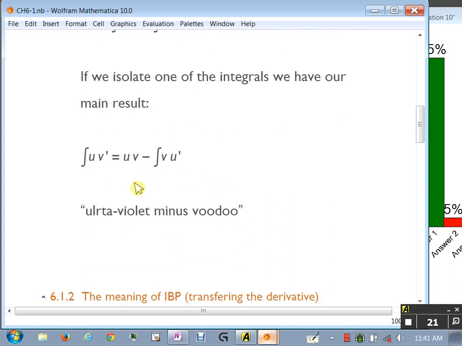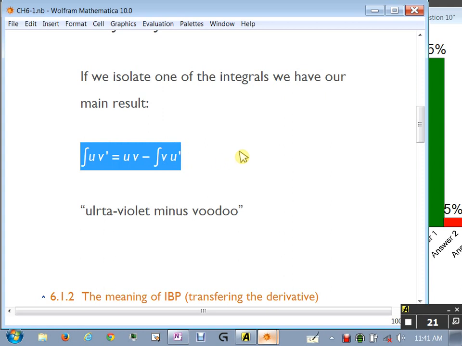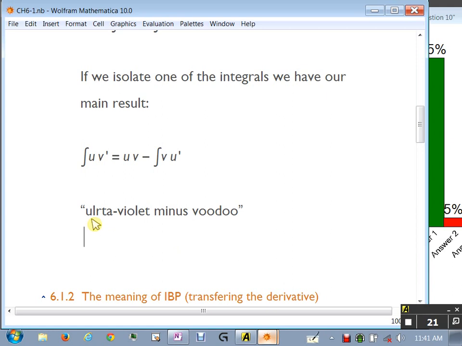This is our formula that we're going to use for integration by parts, and I'm going to explain it. Let me give you a little thing that you can remember it by. You can remember the phrase ultraviolet minus voodoo. Ultraviolet minus, and then you have to remember the integrals: integral voodoo. So ultraviolet minus integral voodoo is what you can remember. No one ever writes minus integral voodoo. That's the way it was shown to me many years ago. All right, so that's the formula.